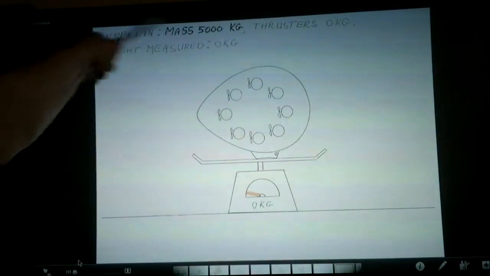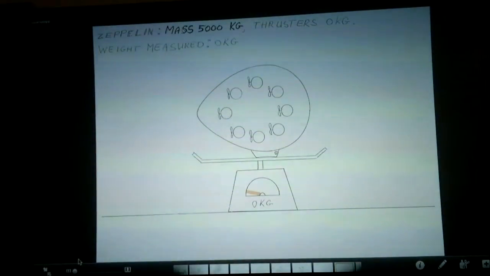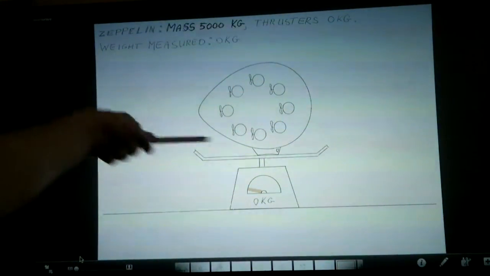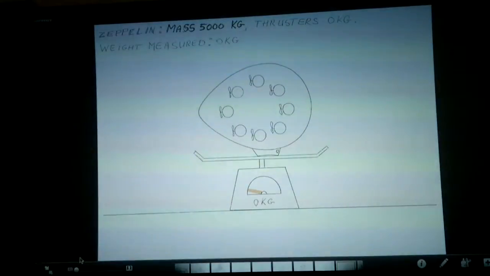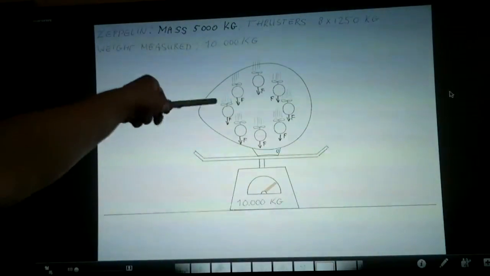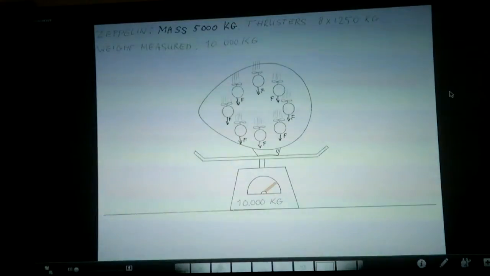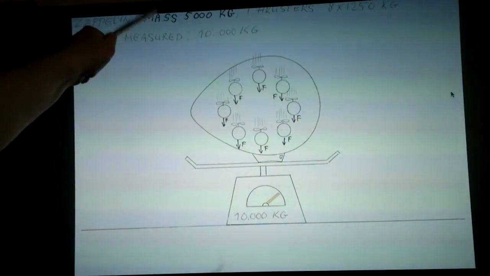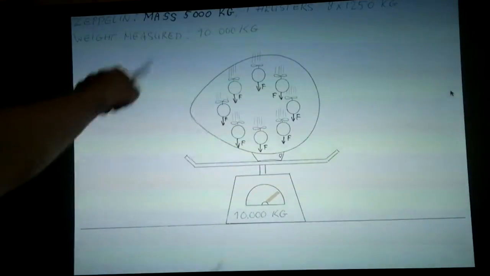Over here I have a zeppelin, and its mass is 5,000 kilograms. But the thrusters are off, and so the weight measured on the scale is 5,000 kilograms. Now, if I take that same zeppelin, point the thrusters downwards, and fire them up, your mass is still 5,000 kilograms. Nothing has changed. Mass is the same.